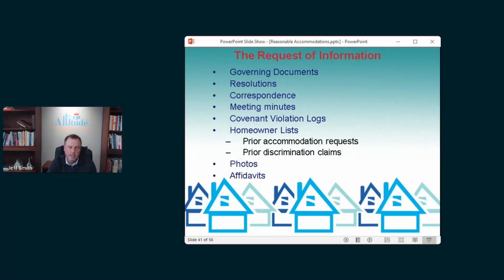On the request for information, you have a short turnaround. When you get this letter from the CCRD, you only have 10 days to respond. So you need to get that to your attorney as quickly as possible. We will always request an extension. They're usually pretty good about giving us a 2 to 3 week extension because there's a lot of information we have to gather. We have to get all the governing documents, resolutions, correspondence, meeting minutes, violation logs, sometimes homeowner lists, whether there's been a prior accommodation request, whether there have been discrimination claims, photos, affidavits. There's a lot that the manager has to do in order for us to fill out our response. It is very time consuming, and it's a fire drill for us as attorneys during that short time frame to get this all in.